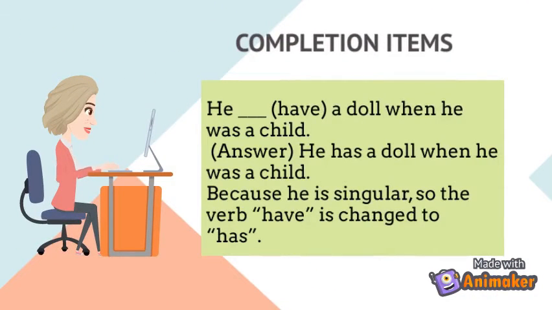Question 2. He blah blah blah have a doll when he was a child. And the answer is, he has a doll when he was a child. Because he is singular, the verb have is changed to has.